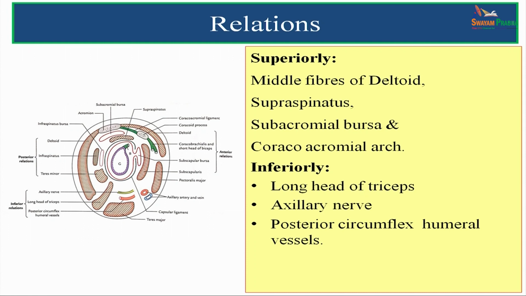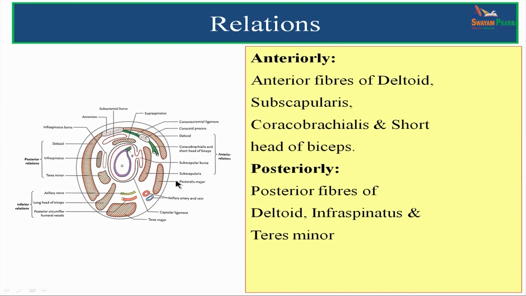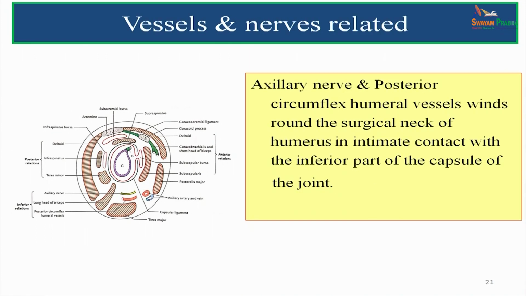Coming to relations of the shoulder joint all around it, superiorly it is supported by middle fibers of deltoid, supraspinatus, subacromial bursa and coracoacromial arch. Inferiorly it is supported by the long head of the triceps muscle, axillary nerve and posterior circumflex humeral vessels. Anteriorly it is related to the anterior fibers of deltoid, subscapularis, coracobrachialis and short head of biceps. Posteriorly it is related to posterior fibers of deltoid, infraspinatus and teres minor. So, these are the relations of shoulder joint all around it.